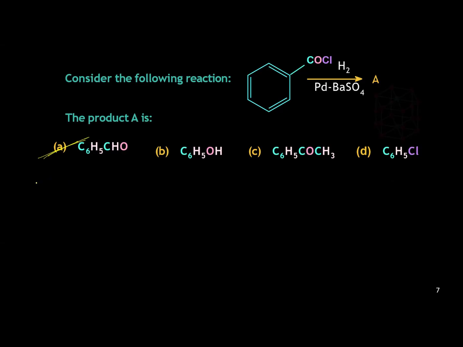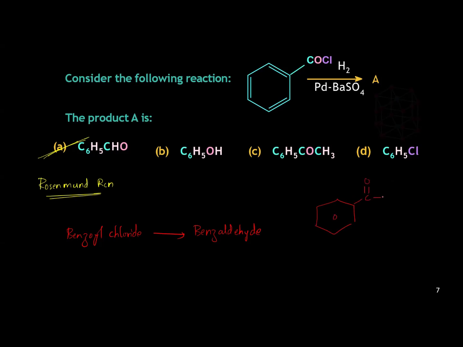Yes, this reaction is called the Rosenmund reaction. Okay, so in the Rosenmund reaction, what happens? Whatever the benzoyl chloride is there, this is called benzoyl chloride. That will be converted into benzaldehyde. That happens in the presence of hydrogen, so hydrogenation, palladium, barium sulfate. Okay, so it's nothing but like this. Next one.